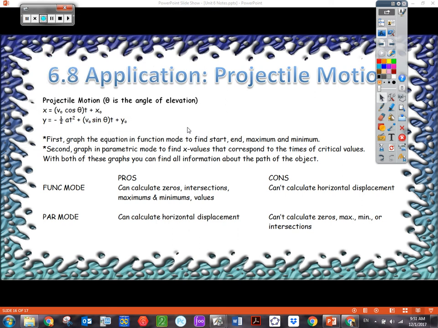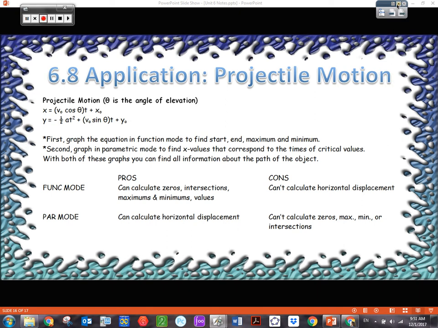Okay guys, let's take a look at today's lesson. We're going to work with calculators, yay, and parametrics. What a great combo, right? Parametrics and calculators. So we're going to work with both of those today, in a particular instance, and that's with projectile motion type of problems.